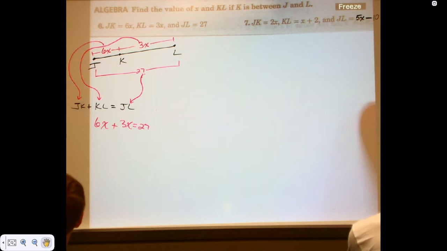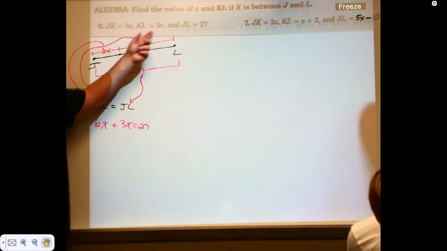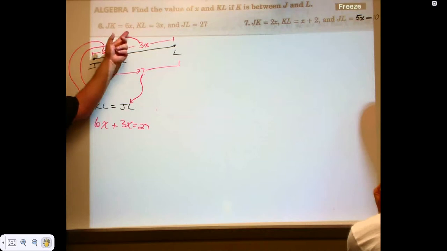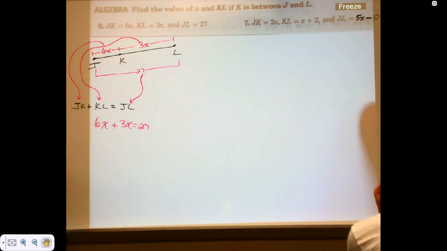We always have 6x and then 3x. No, it'll change. Look. Would it matter if they switch to KL for 6 and 3 for JK? Well, no. Then you have to make it your own. You have your situation. Whatever you put in for JK, it needs to be 6x. Well, they'll always give you something to go with it. So now we've created an equation.